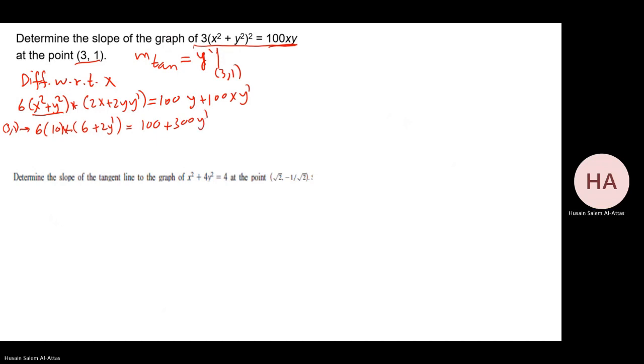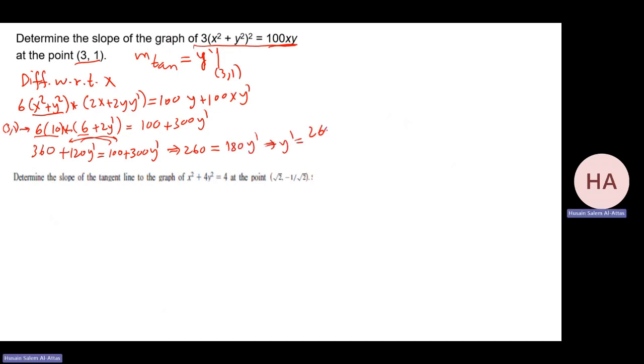Okay. So we have 60 times 6, that's 360, plus 120 y prime equal 100 plus 300 y prime. So we take this to the other side, take this to this side. I have 260 equal 180 y prime. So it will be y prime 260 over 180, and that will be 13 over 9. That's it.